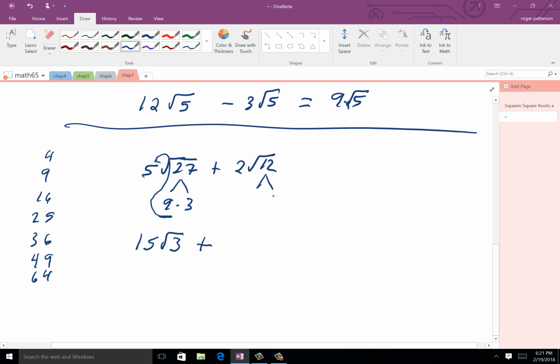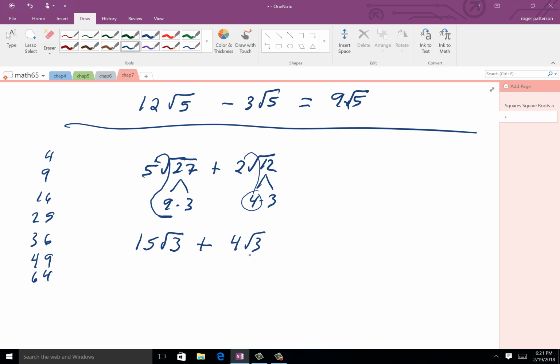Plus, let's reduce this one down and see what happens. 4 and 3. All right, so what's going to happen here then? It'll be 2 times 2. 2 times 2, so that's 4. 4 square roots of 3. Hey, how about that? Now we can add them, okay?